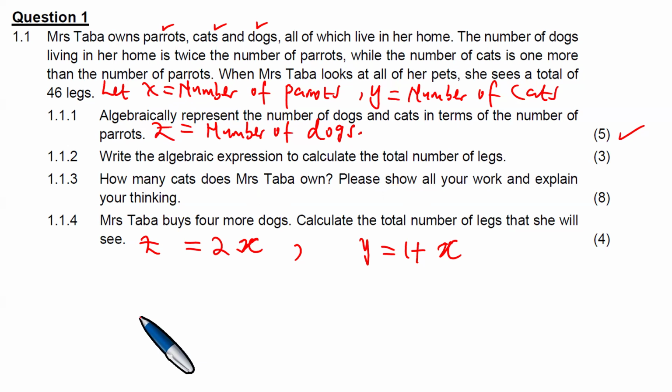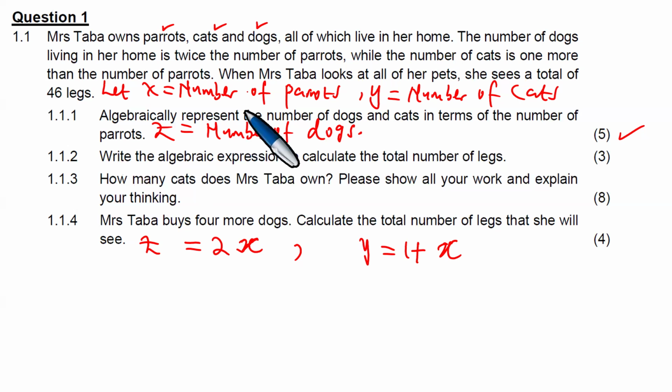But what then do we do? At this point, to realize what the examiner wants us to do is to answer this question that says, algebraically represent the number of dogs and cats in terms of the number of parrots. So how would we do that? We think about it, because we want to write a perfect answer to 1.1.1. There are just too many ways to write this answer.